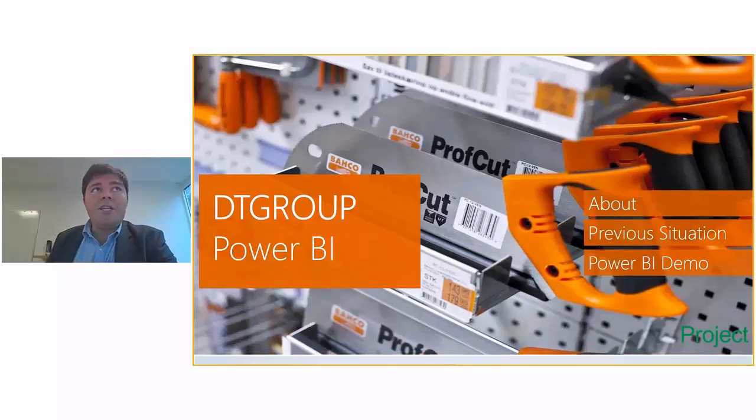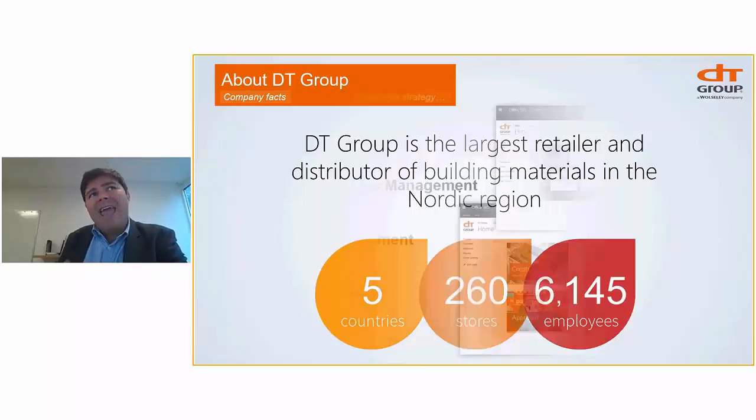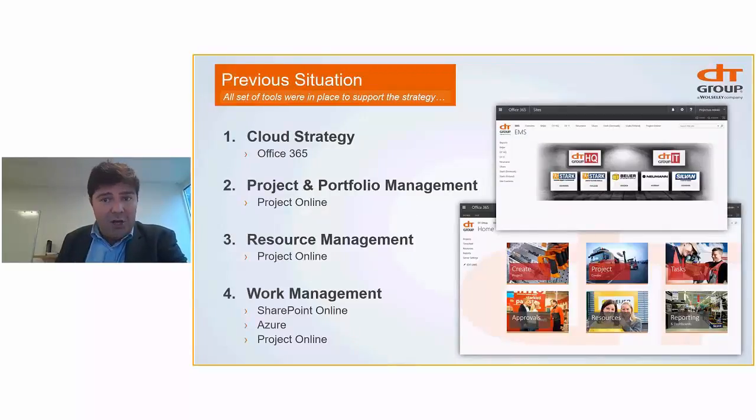So going further, DT Group is actually the largest retailer company and distributor of building materials in the Nordic region. That means they are present in more than 5 countries. They have 260 stores, 6,000 employees, and this is only for the DT Group. The entire group, which is the Wolseley Group, has more than 40,000 employees. So what was the previous situation before they decided to go for Power BI?